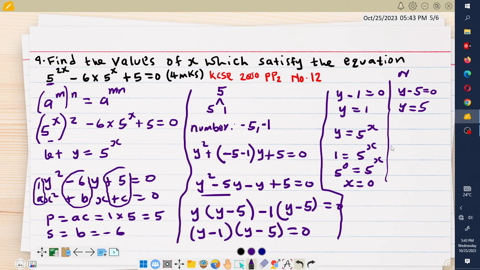Or similarly, we can also work with this. If y is equal to 5 power x, it means the y is 5. So 5 is equal to 5 power x. 5 is the same as 5 power 1. So this will be 5 power x. If I pick the powers alone, it means x will be equal to 1. So either x is 0 or 1.